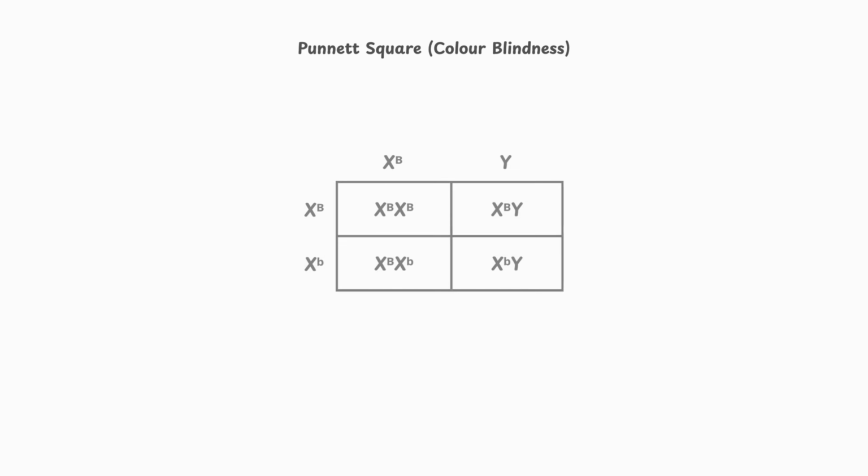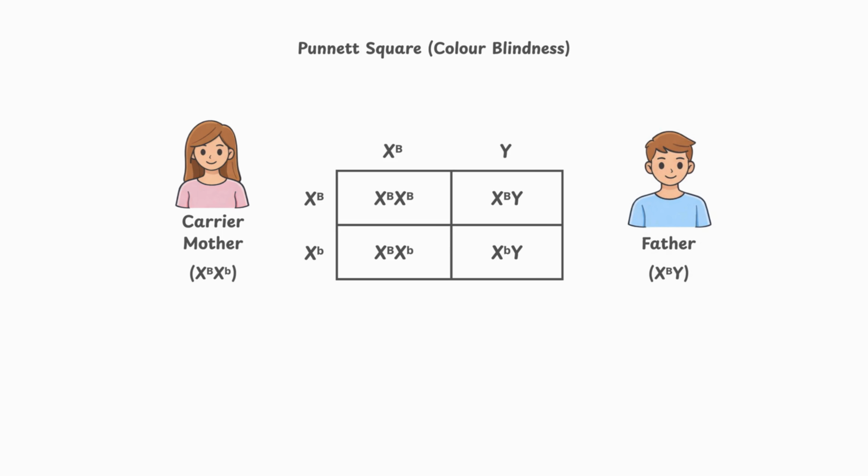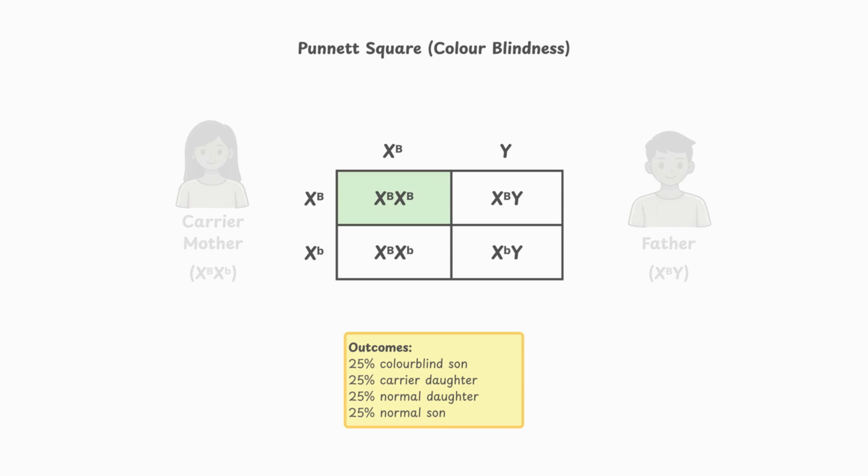Now let's use a Punnett square to predict inheritance. In this example, the mother is a carrier and the father is unaffected. The mother can pass either the normal allele or the recessive colorblindness allele. The father can pass either a normal X or a Y. When we combine these possibilities, there are 4 equal outcomes: a 25% chance of a normal daughter, a 25% chance of a carrier daughter, a 25% chance of a normal son, and a 25% chance of a colorblind son.